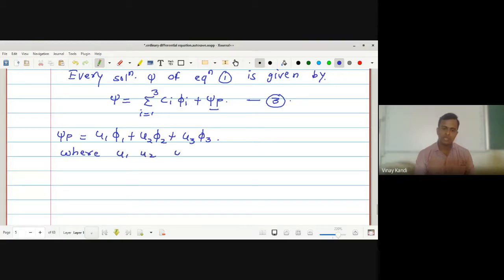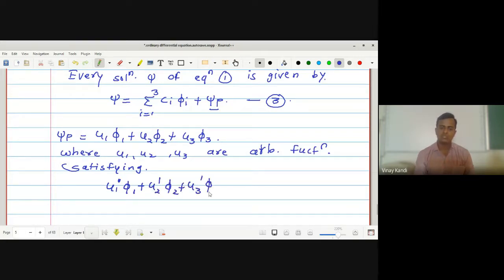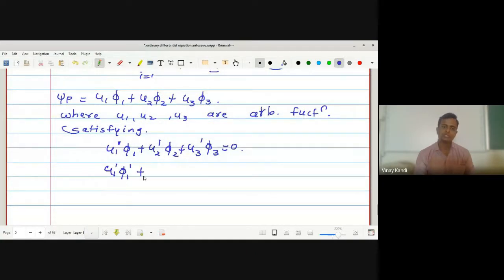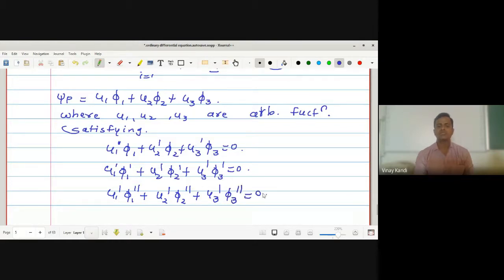u1, u2 and u3 are arbitrary functions satisfying first u1 dash phi 1 plus u2 dash phi 2 plus u3 dash phi 3 is equal to 0, u1 dash phi 1 dash plus u2 dash phi 2 dash plus u3 dash phi 3 dash is equal to 0, and u1 dash phi 1 double dash plus u2 dash phi 2 double dash plus u3 dash phi 3 double dash is equal to 0. Why did we take it like this?